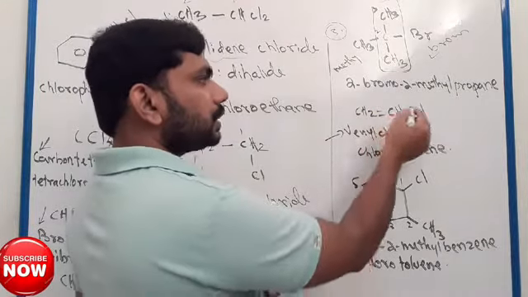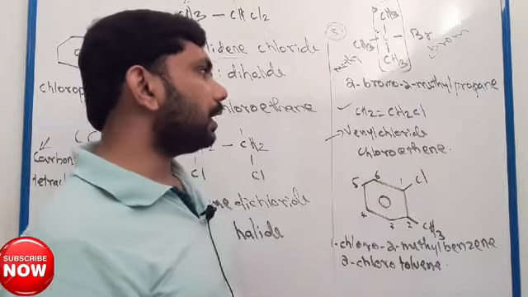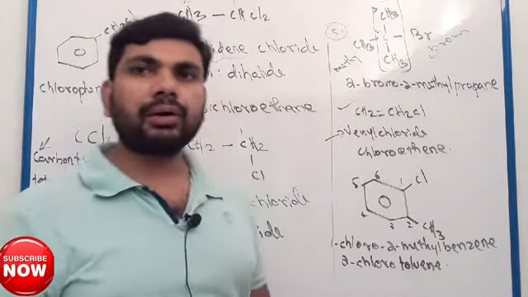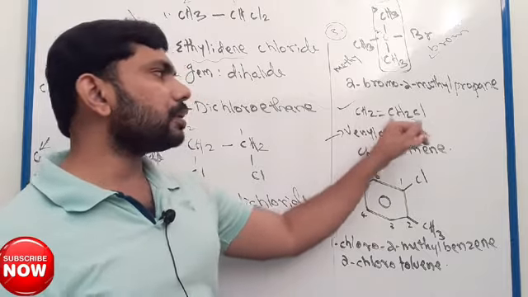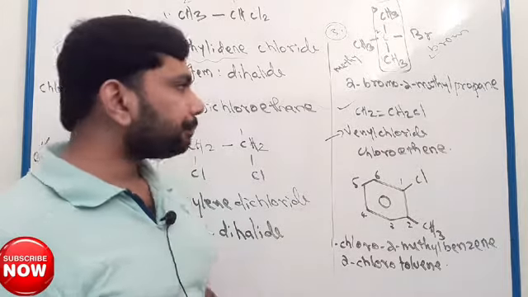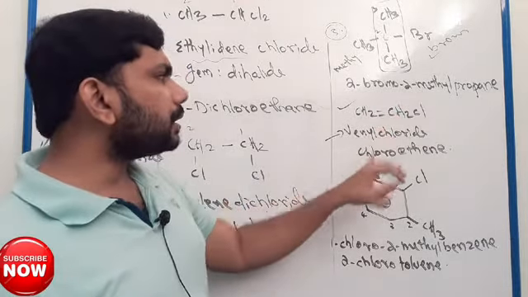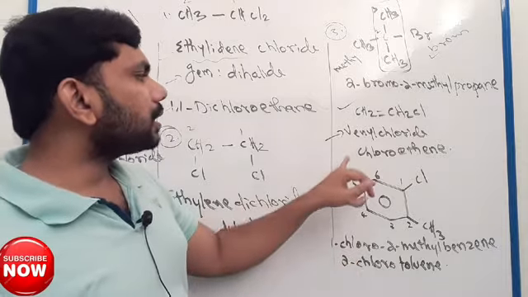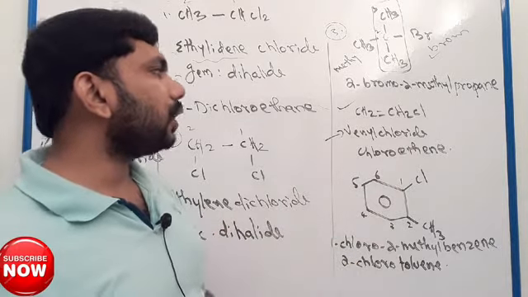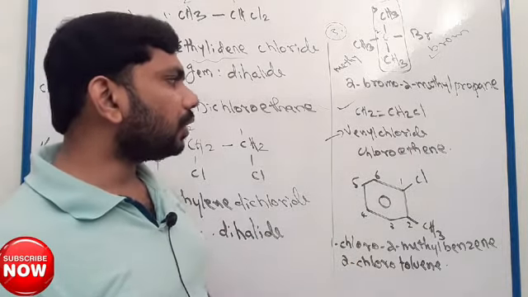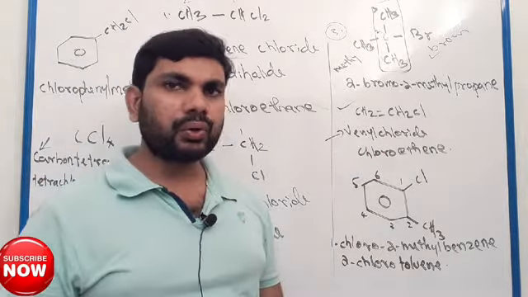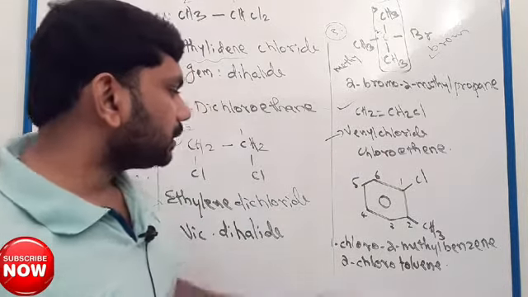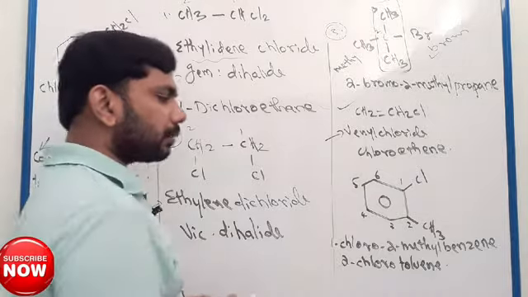Okay, CH2=CHCl. You know for PVC, polyvinyl chloride polymer, we use this one, vinyl chloride, CH2 double bond CHCl. Okay, so the common name is vinyl chloride, or you can say chloroethene. Okay, chloroethene or vinyl chloride. This is the IUPAC name.